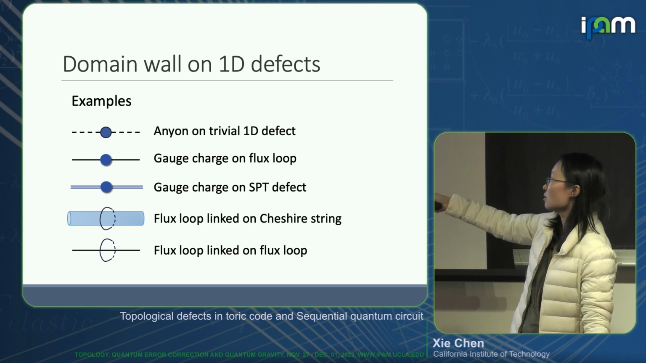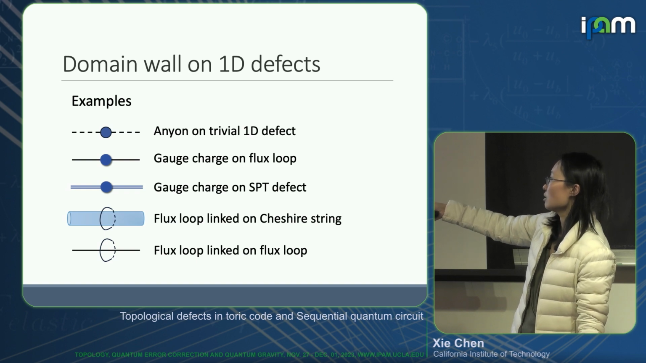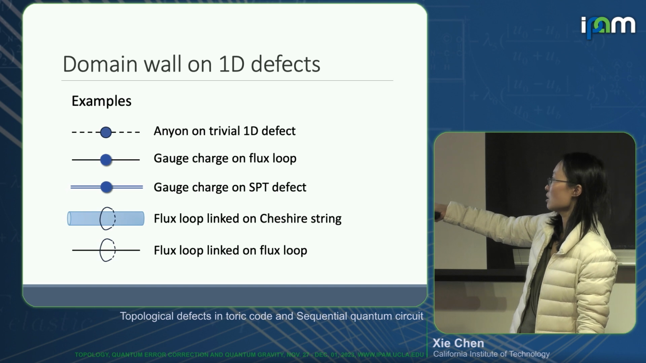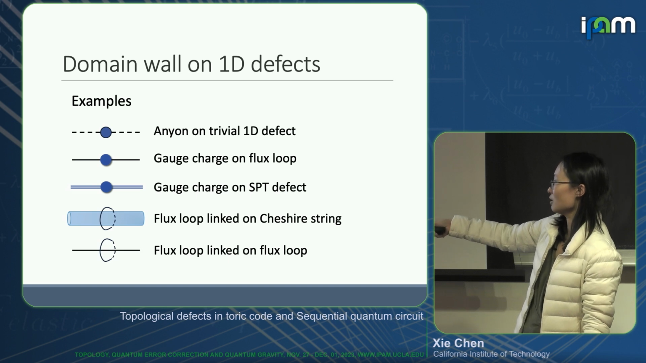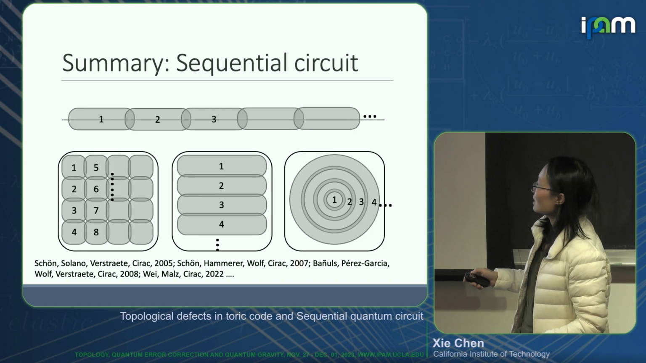So with that, there are just some simple examples of domain walls we can have. For example, anyons are domain walls on trivial defect. And gauge charge, you cannot generate one gauge charge locally, even on a flux loop. So gauge charge is a non-trivial defect on a flux loop. And gauge charge is a non-trivial defect on an SPT defect. And flux loop linking a Cheshire string is a non-trivial domain wall. And flux loop linking a flux loop is a non-trivial domain wall. So yeah, we'll try to explain all that.